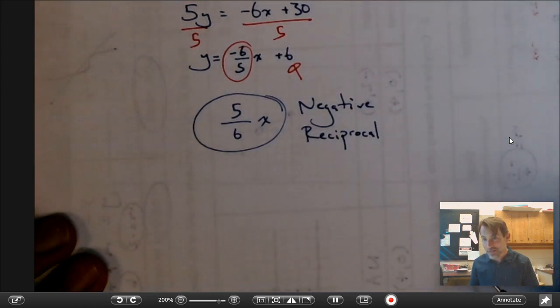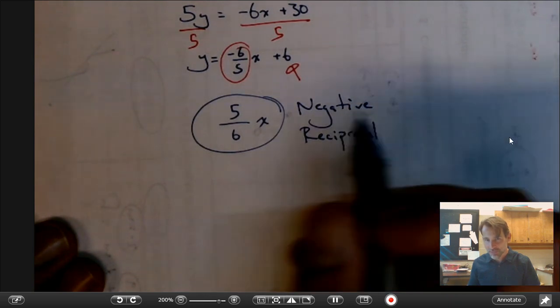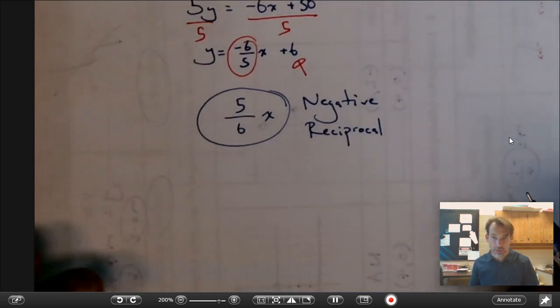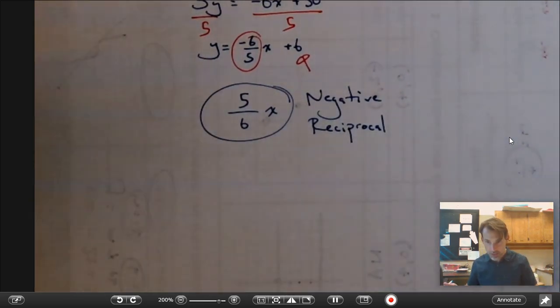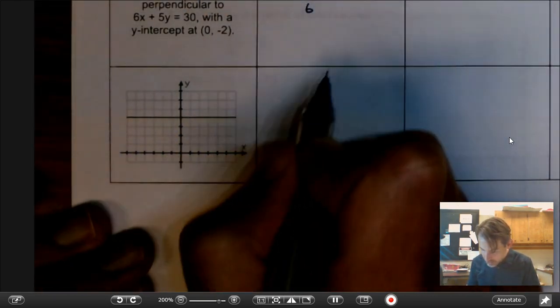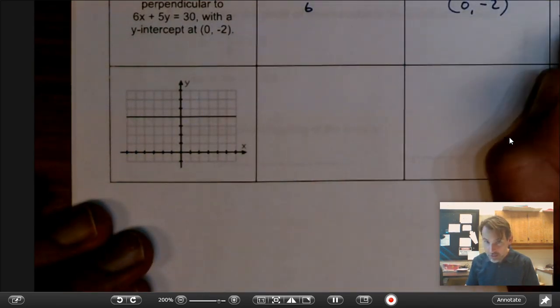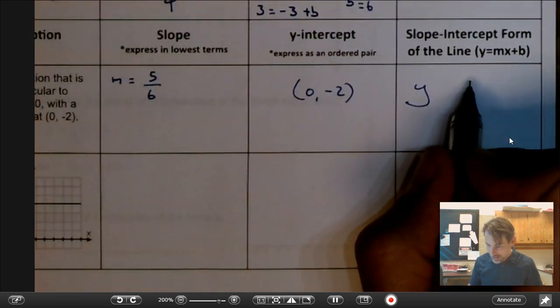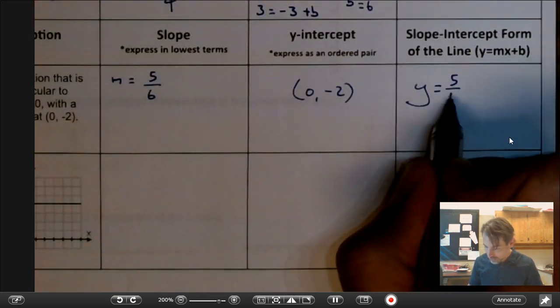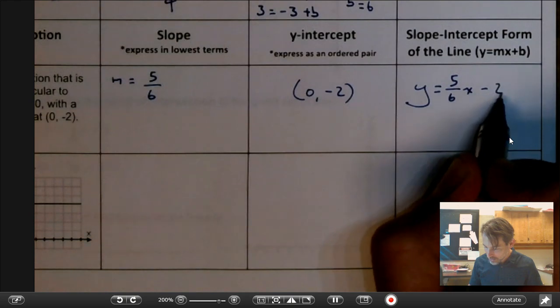Has come up in class a couple times, and we haven't done much practice with it. So that's how you find the slope of perpendicular lines. You flip the slope and make it negative. So m is equal to 5 over 6. And the y-intercept, we were given it. It was 0, negative 2. So this line is y is equal to 5 over 6x minus 2.